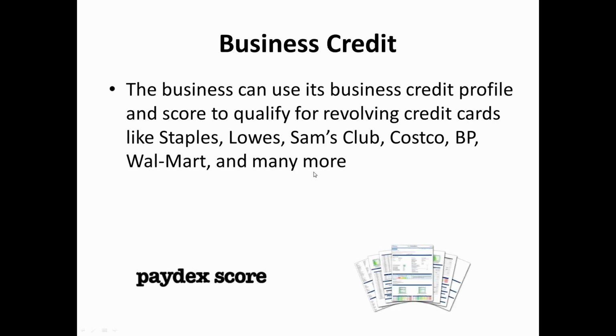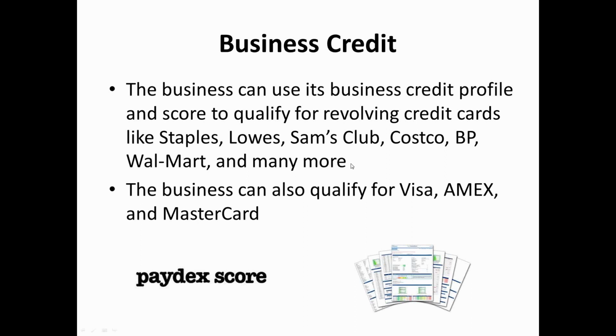So these are some of the benefits that business credit provides. It's so powerful when a business can build its own credit profile and score versus an individual. Once this is built, the business can start getting credit cards from Lowe's, Staples, Sam's Club, BP, Walmart, Apple. And the business can also qualify for Visa, American Express, MasterCard. This is what people want business credit for.